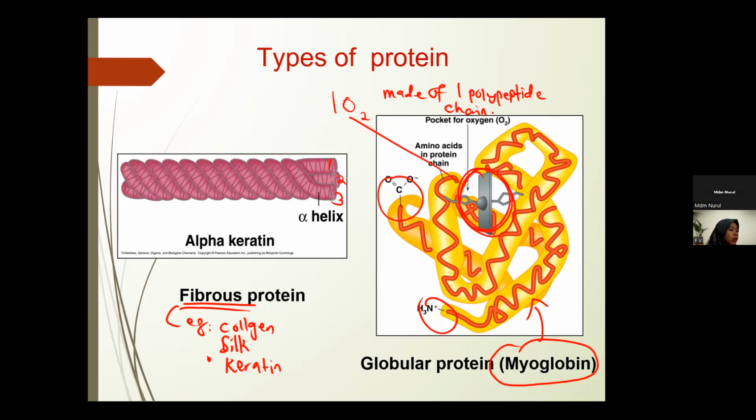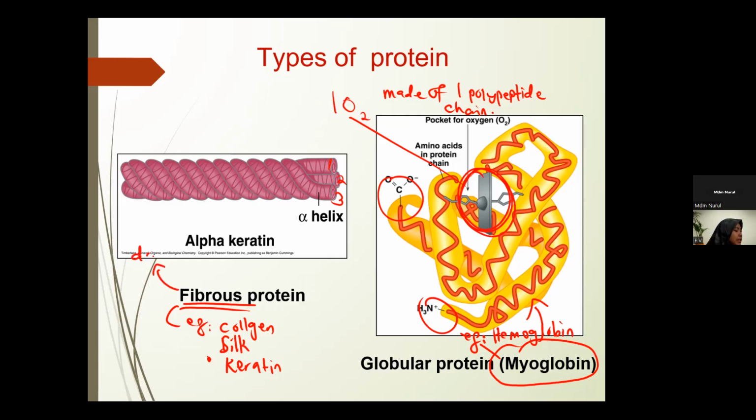Okay, contoh globular protein. Contoh dia, example, myoglobin and also yang kita guna tadi apa? Hemoglobin. So, contoh globular protein ialah hemoglobin dan myoglobin. Contoh fibrous protein, silk, collagen, keratin. Okay, kenapa nama dia fibrous protein?